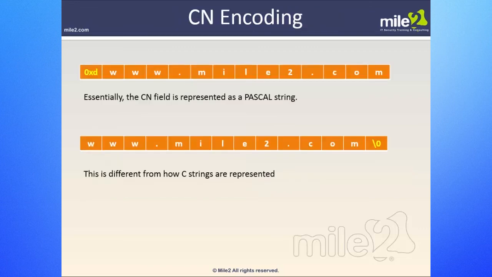So here we can see our common name encoding. Essentially, the CN field is represented as a Pascal string, which is different from how C strings are represented. You can see here how it would be represented one way or the other. Okay, so we have the 0x hexadecimal representation, and the \0 in the C string scenario.